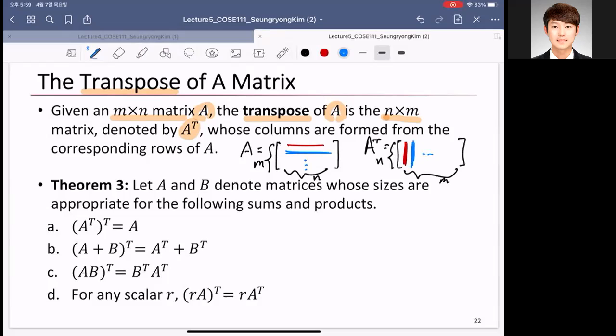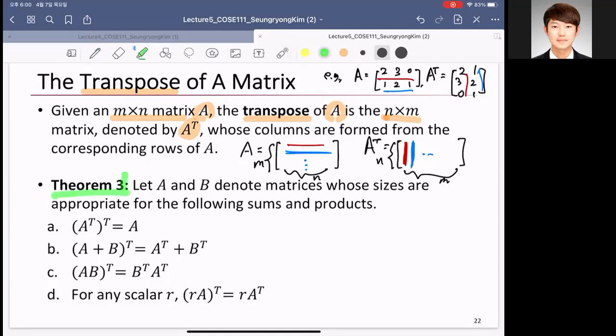It's very, very simple. For example, if your matrix A is 2, 1, 3, 2, 0, 1, then A transpose is formed by turning each row into a column, and the entries are the same. So this is the definition of the transpose of matrix A. This is the definition, right?